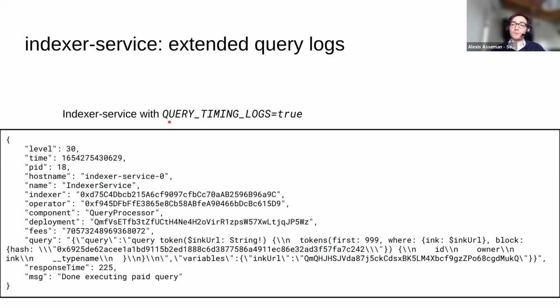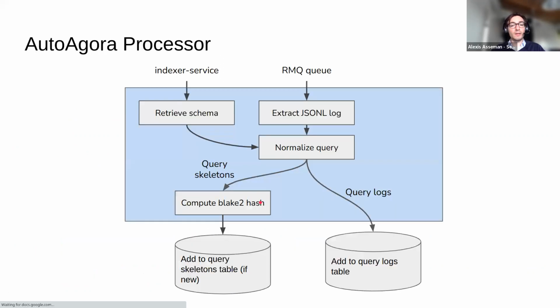For the indexer service to give you that data, you have to set the environment variable query timing logs equal to true, and you get those log entries. It's already in JSON format, and as you can see, you get your subgraph hash, your query, as well as the query variables and the execution time in milliseconds. So that data goes into the AutoAgora processor, such that the query itself is extracted. So that's where it comes from, from the queue.